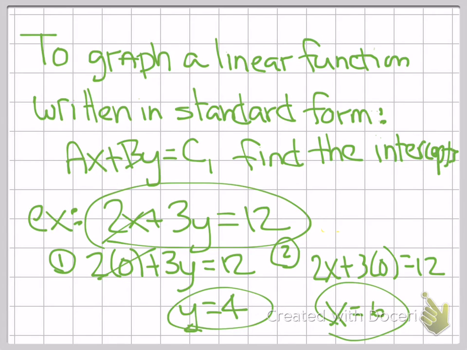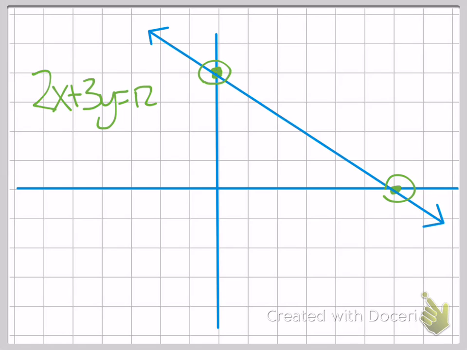I found out that y was 4 and x was 6 are my 2 intercepts. So I go to the y-axis and I put a dot at 4. I go to my x-axis, put my dot at 6. Done. Because remember, on Excel, you're going to pick the line tool to tell Excel that you're going to graph a line. Then you're just simply going to plot 2 dots. And it'll draw your line through the 2 dots for you.